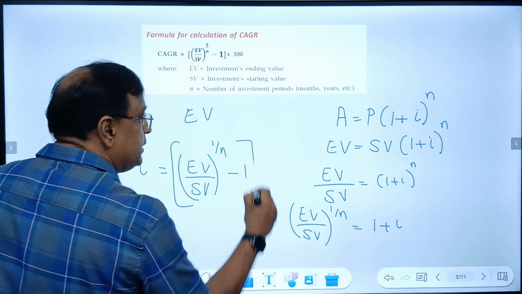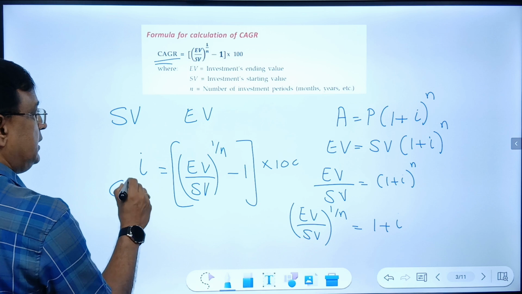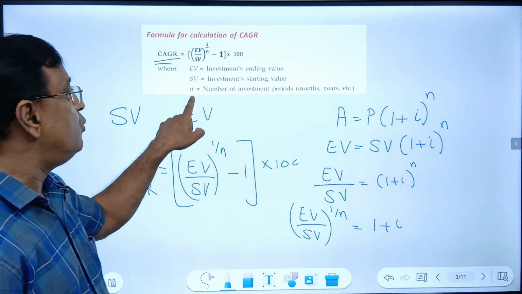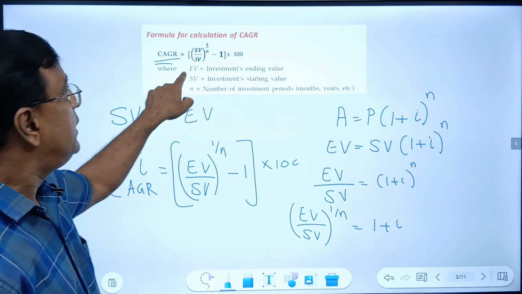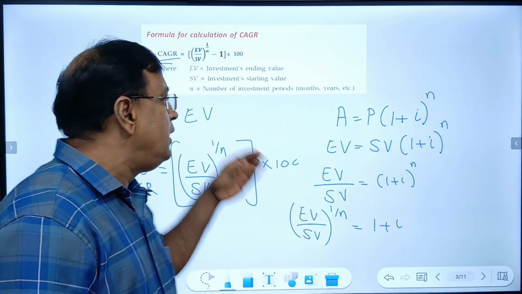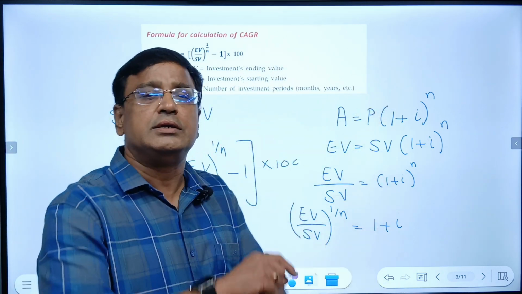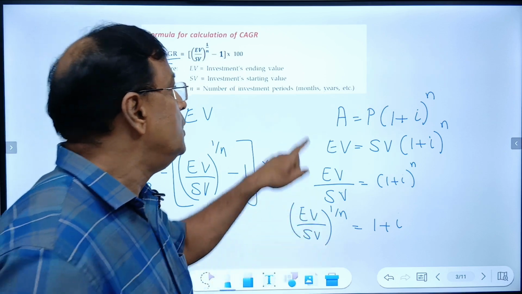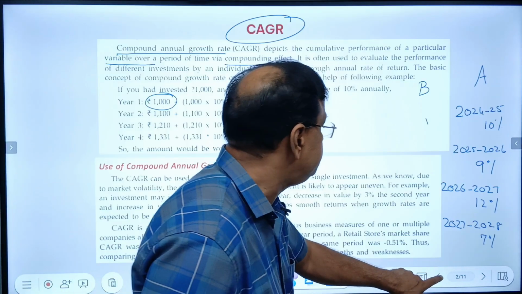If you multiply this by 100, you get your CAGR. This is your CAGR in terms of percentage, where n denotes the number of investment periods, SV is the starting value, EV is the ending value. Everything comes from compound interest. The only thing is you understand it differently. Very, very simple. So, compounded annual growth rate.